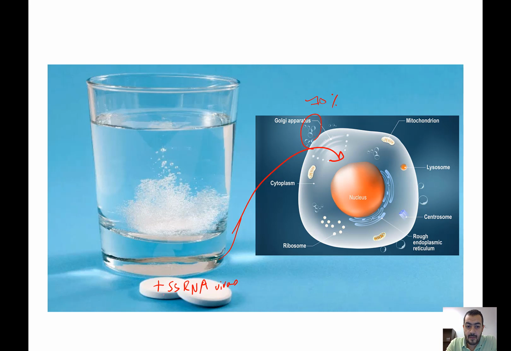So this plus sense single-stranded RNA will be quickly translated with the host ribosomes into the different proteins of the virus. So this is a very quick process, similar to the dissolution of an effervescent tablet once it is placed in water.